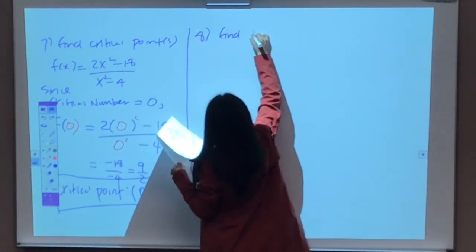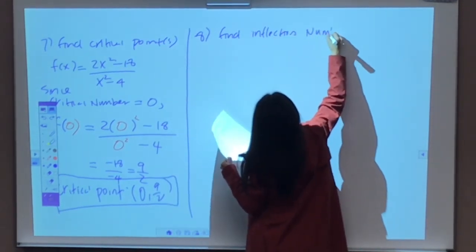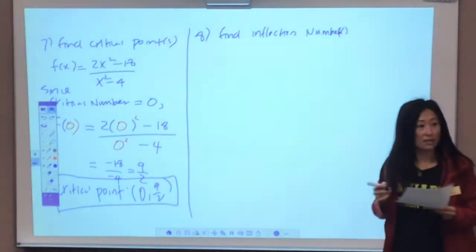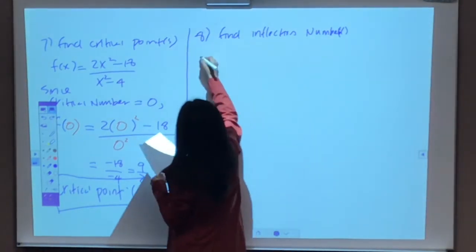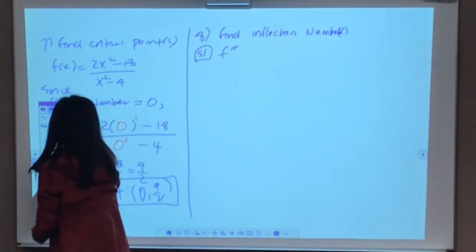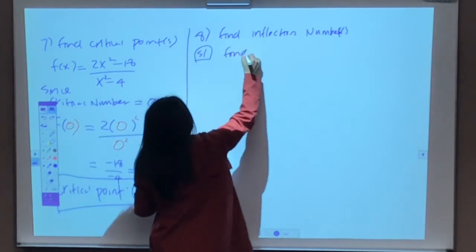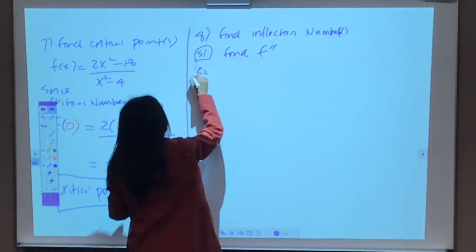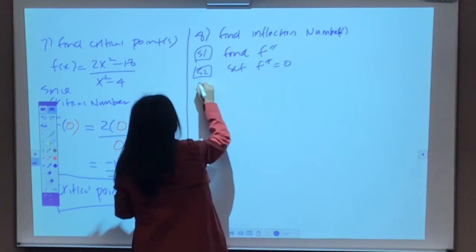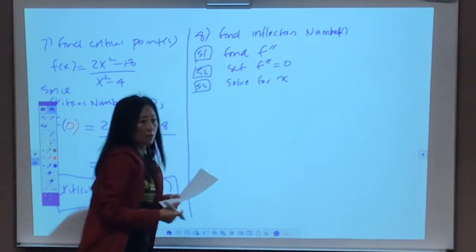All right, now do what? Inflection point, inflection number. If it's an inflection number, we're only looking for x values only, right? So how do you find it? This is also 3 steps. Step one, find f prime. Step two, set f prime equal to 0. Step three, solve for x.